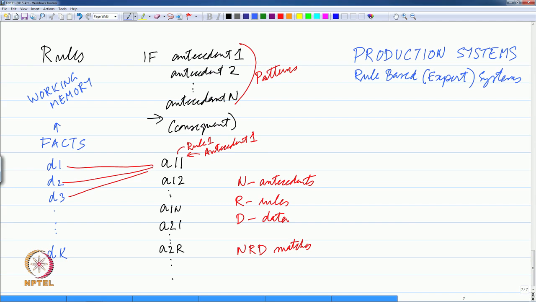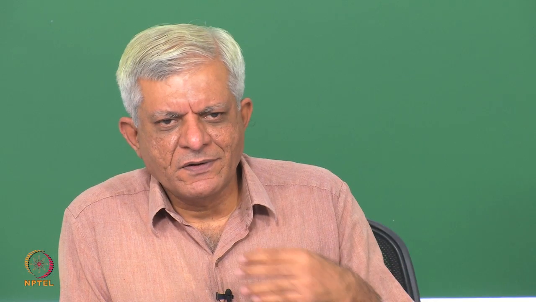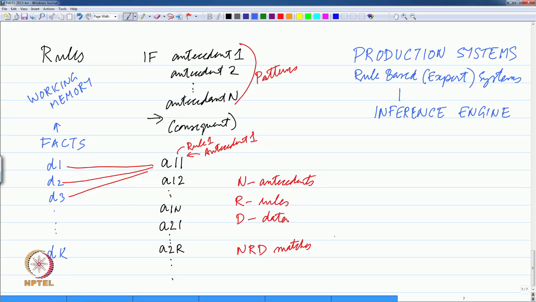And what a production system does is that it has something which is called an inference engine. This is the terminology which this particular community uses. Inference engine is simply the algorithm that we are talking about, which says find a matching rule, add the consequent and so on and so forth. But the difference is that a typical forward chaining inference engine is made up of 3 steps.